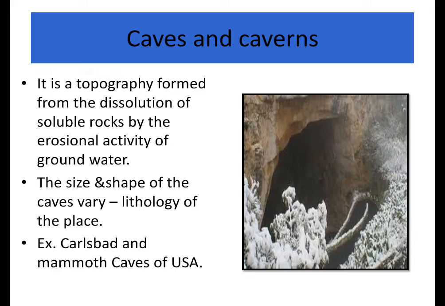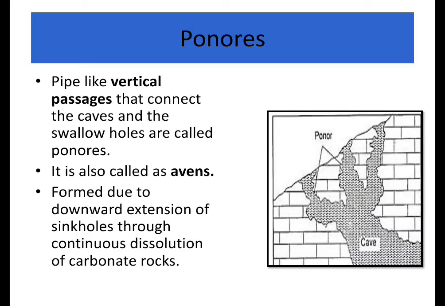Next one is caves and caverns. So caves and caverns are formed because of dissolution of the soluble rocks by the erosional activity of groundwater. The size and shape of the caves vary depending upon the availability of the massive rocks, rock structure and lithology of that place. For example, Carlsbad and Mammoth Caves of the USA.